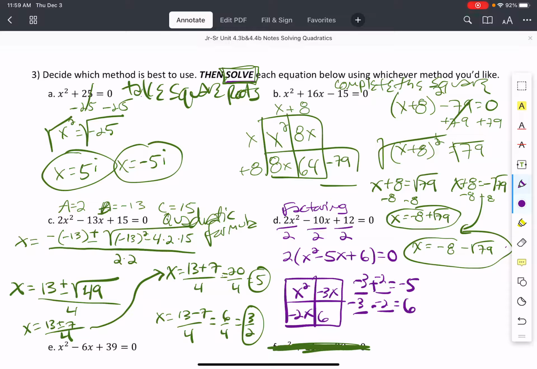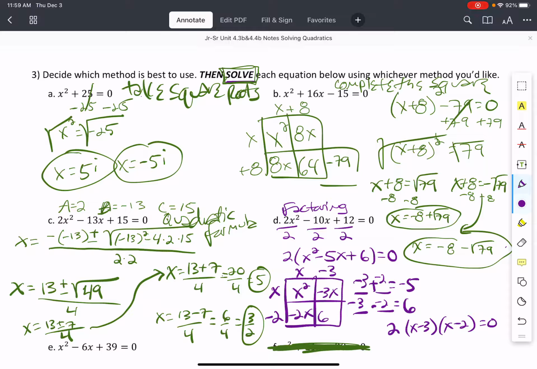Now I'm going to take out my GCFs in each row and column. So my factored form is going to be 2x minus 3 times x minus 2 equals 0.